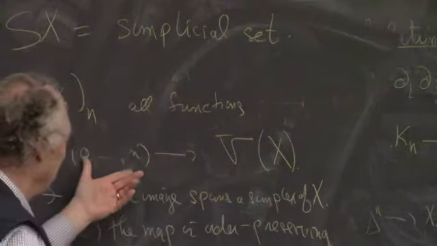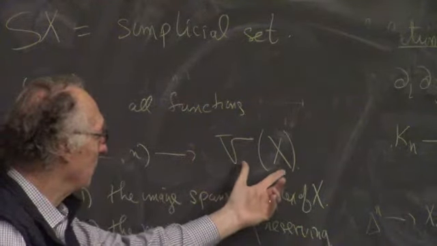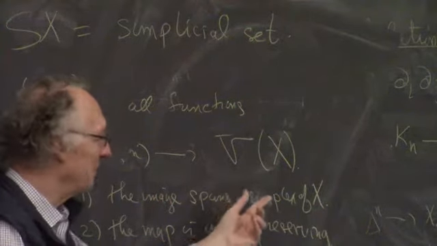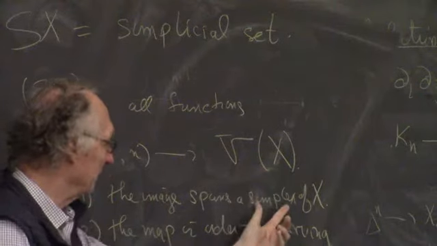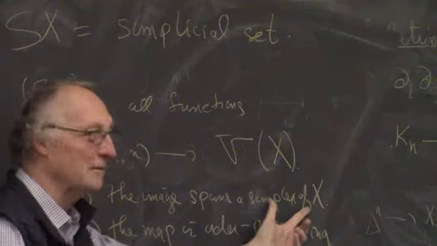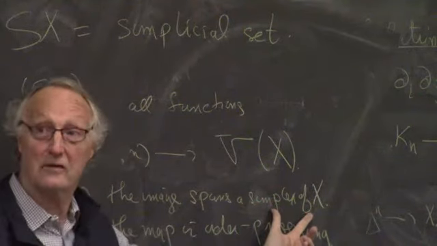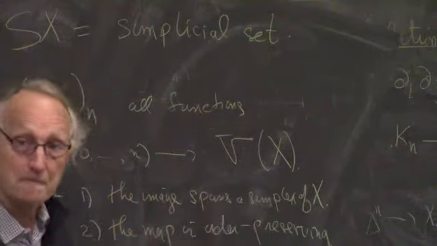So 0 to n has its obvious order. This is an ordered simplicial complex. So the vertices have a partial order, and when I restrict to any simplex, in particular this simplex, I get a total order. So the vertices of this simplex are also ordered, and this map has to be order preserving.